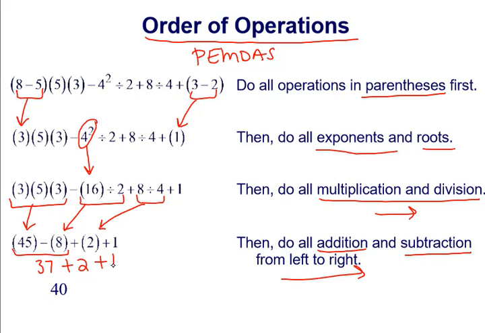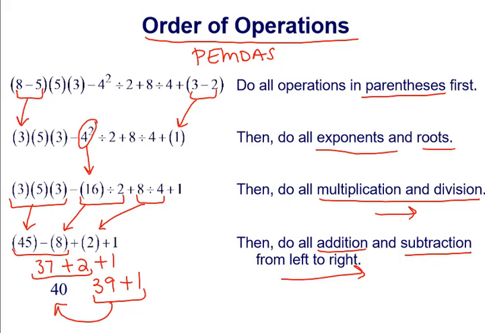Then we have plus 2 plus 1. So still reading from left to right, we'll do 37 plus 2, which is 39. Bringing down the plus 1, that last addition is what gets us our final answer of 40.